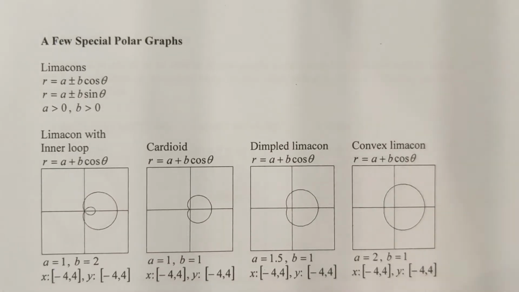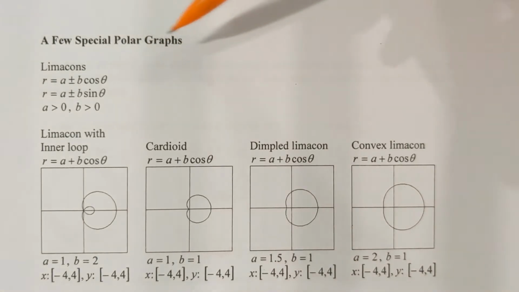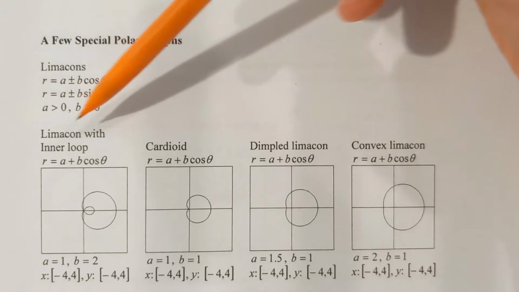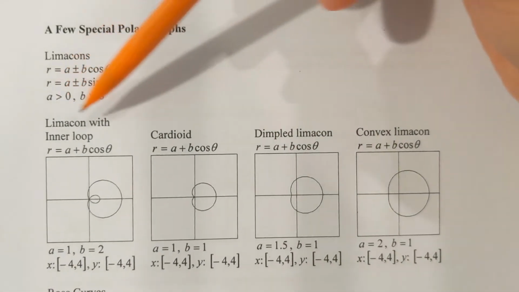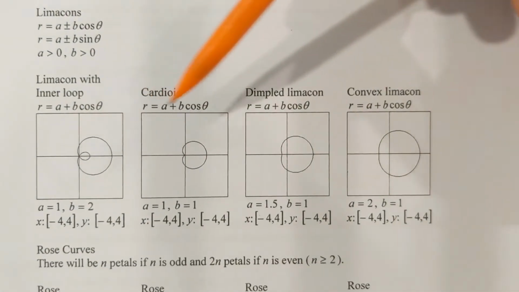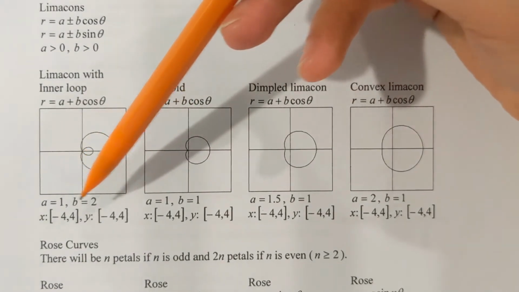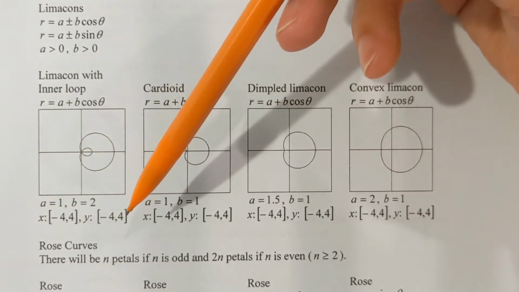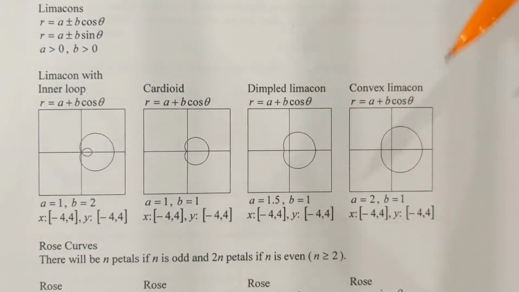On this sheet, we have some special polar graphs. Now I already talked about limaçons and cardioids. Here's the general form of a limaçon. And what I have is the equation, and then some values of A and B, and then an appropriate viewing rectangle in order to see this exact curve that I've got drawn.